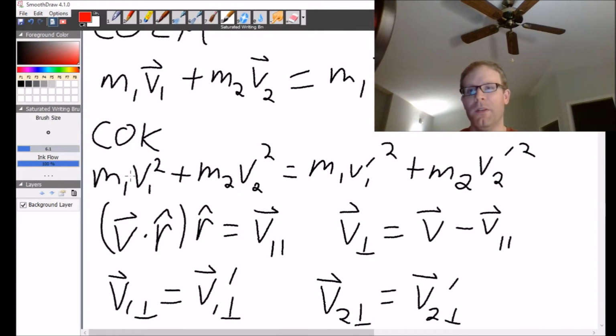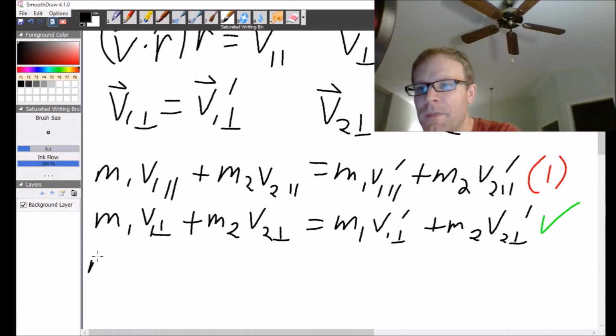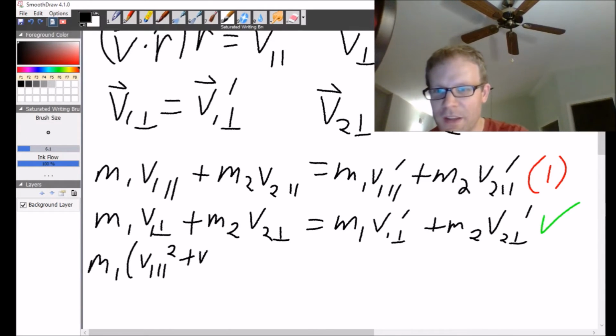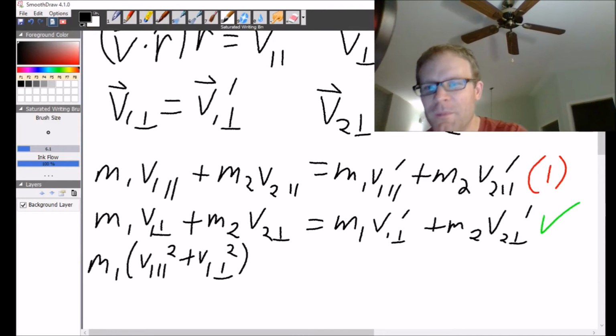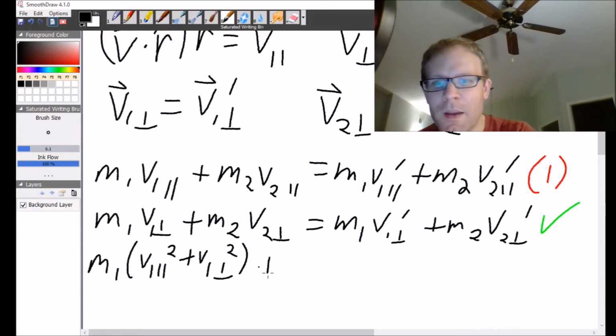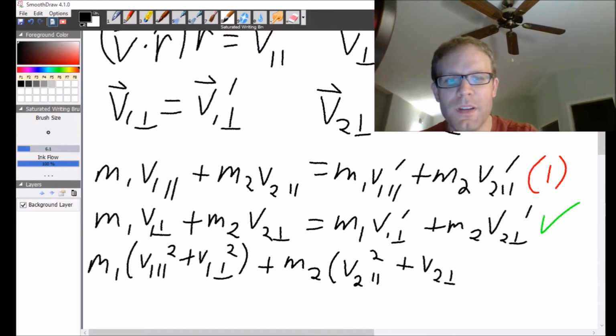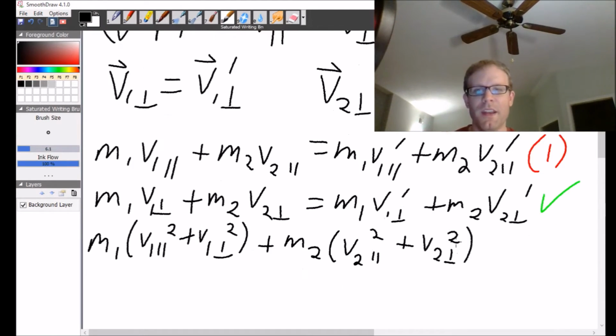And now that I've got my components, I can rewrite these magnitudes in terms of components. So that's going to become m1 times v1 parallel squared plus v1 perpendicular squared. Think of this as the Pythagorean theorem, like x squared plus y squared equals the hypotenuse squared, only now instead of x and y, it's parallel and perpendicular. It's still a right triangle, it still works. Plus the same thing for 2, m2 times v2 parallel squared plus v2 perpendicular squared. Has to equal the same thing with the primes.